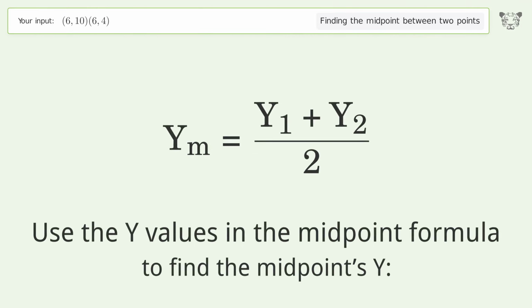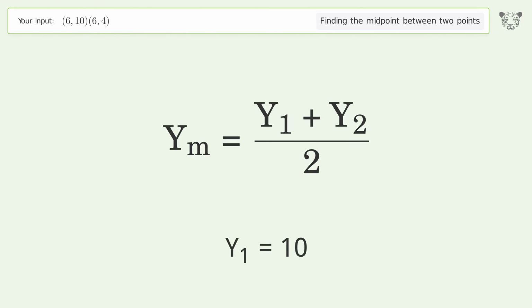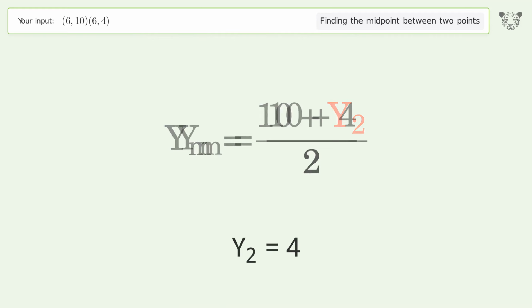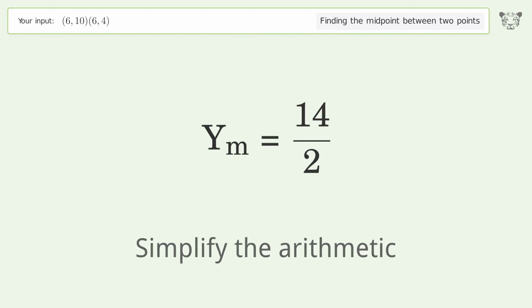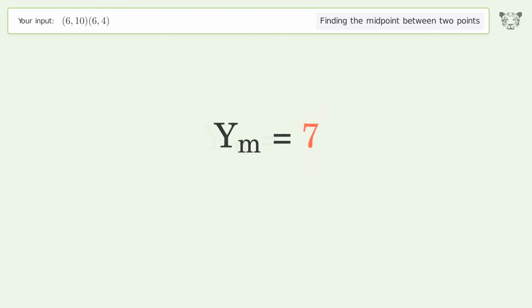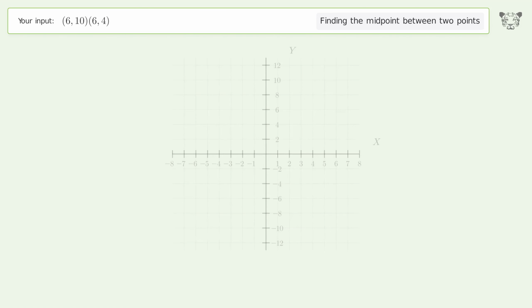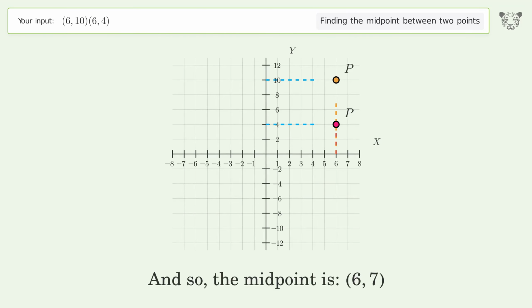Use the y values in the midpoint formula to find the midpoint's y. y1 equals 10. y2 equals 4. Simplify the arithmetic. And so, the midpoint is 6, 7.